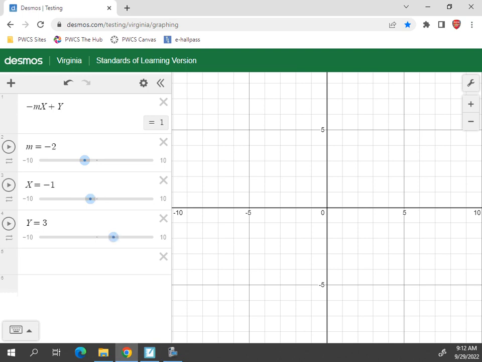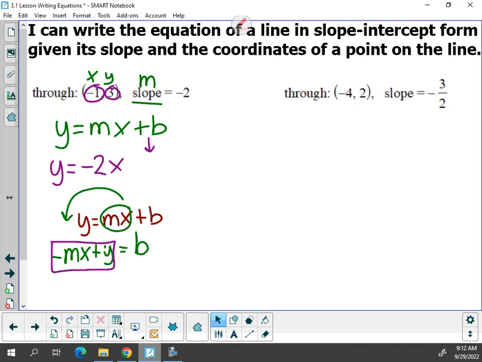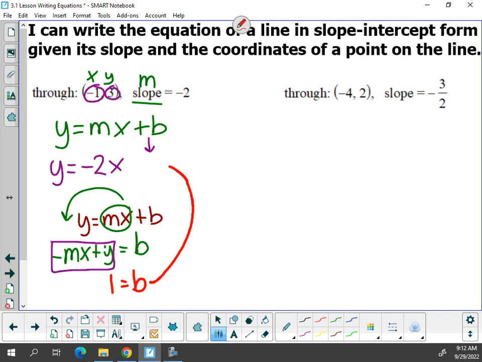And so when we go change our sliders to the values that we know, we get 1. That means that b equals 1. And so that means since it's positive, we can go back up here, put in +1, and we have our equation. So let's do another one.